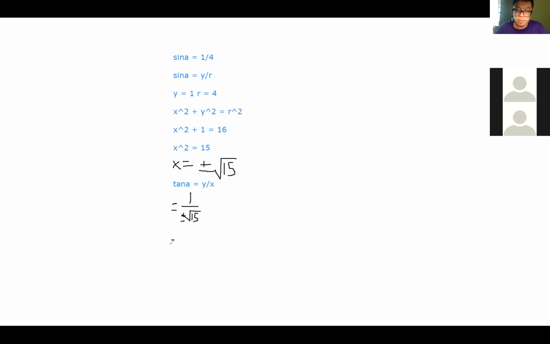All right. And if you want, you can rationalize the denominator. Now let's put the plus minus outside, in front of the fraction. And if you rationalize this, you get plus minus square root 15 over 15. So we multiply denominator and numerator by square root 15, and you get this.